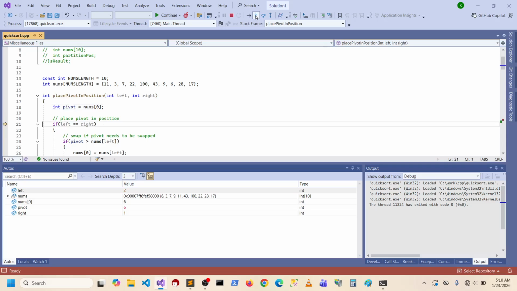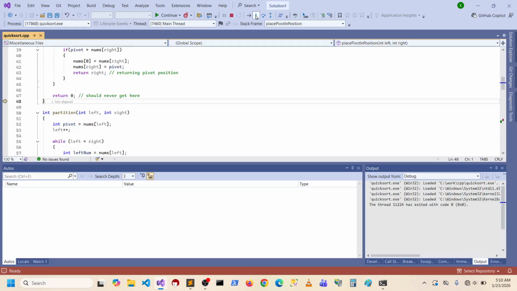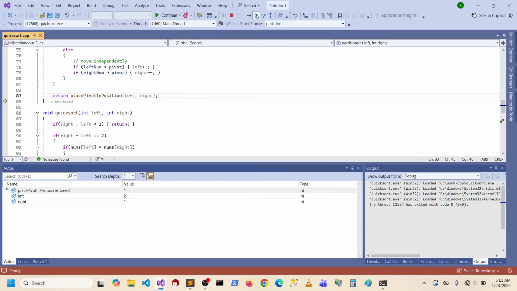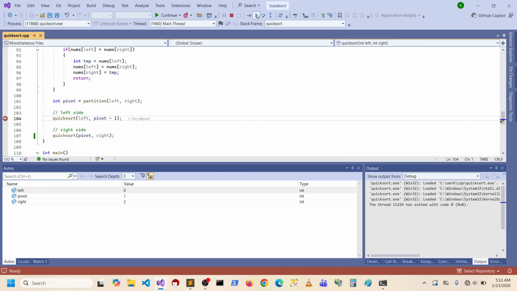Right is 1, left is there. Left does not equal right. Left is greater than right. So if pivot is 6, it's greater than nums right, which is 3. Yes, it is. So now we're going to switch right there. So those are correctly done. Now we return right. What am I doing? Come on. Then we go back. So now pivot is there.